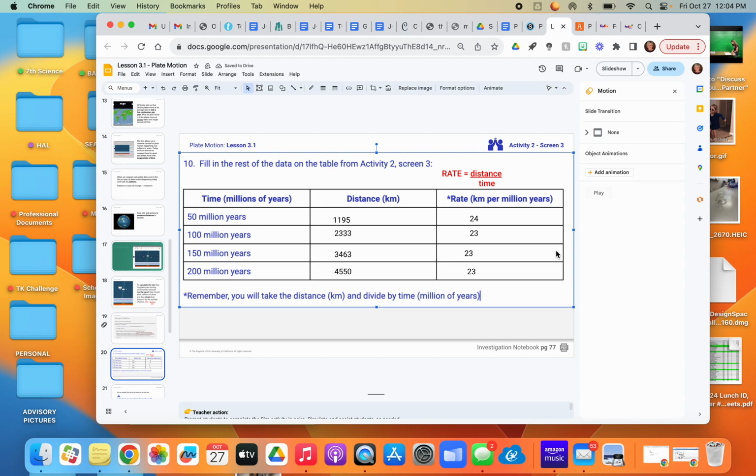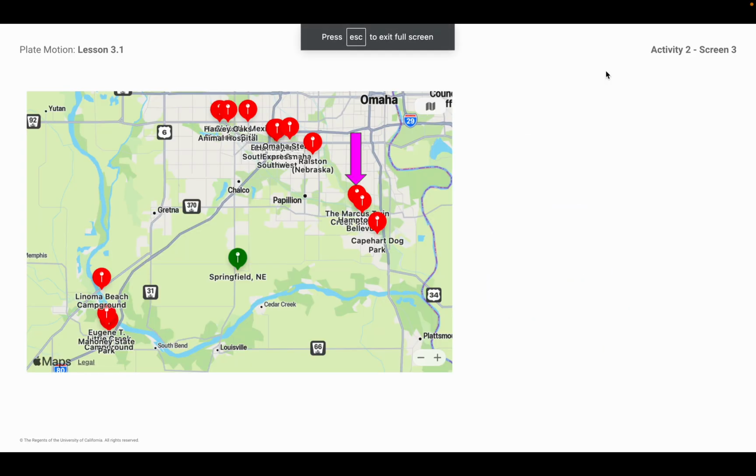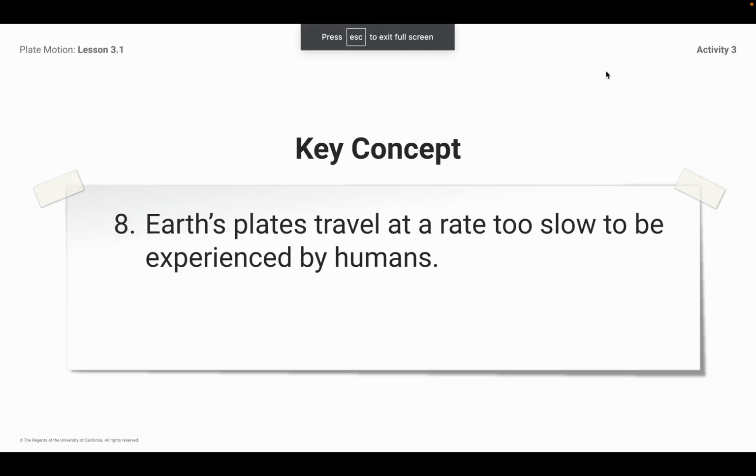So what does the pattern show us? The pattern shows us that over the course of 200 million years, the rate is pretty much the same. So if I go back to my original claims that the plates either moved suddenly or they moved gradually, the data we have, the pattern that I see, it definitely supports the idea that these plates moved gradually. That's all I want to talk about today.